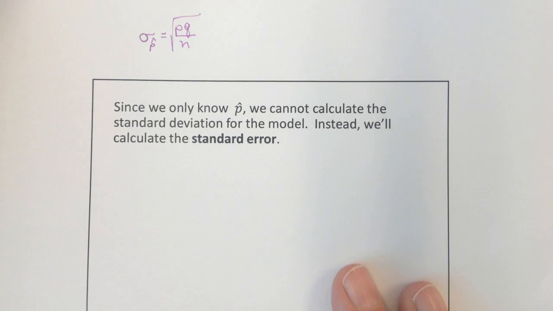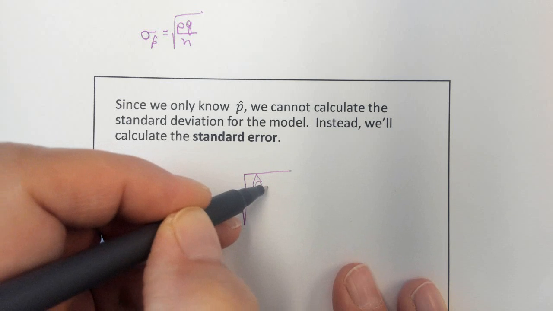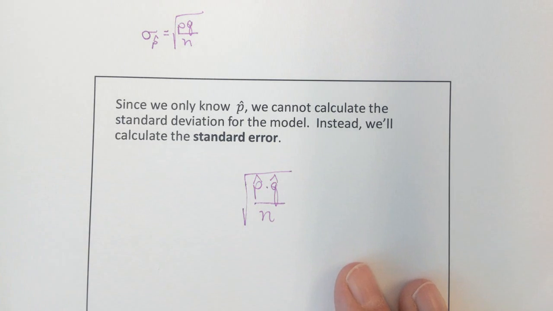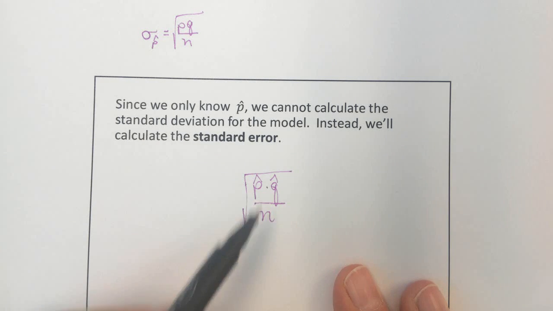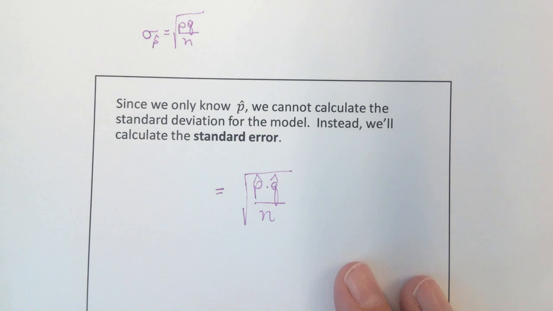So if we use an estimate, that means we've got to do the square root of p hat times q hat over n. So we just use the hats instead of the p's and q's that we don't actually know. Which means this might have more error in it than what we would have gotten with the true proportion. Which means we need to change the name. So this is no longer standard deviation.